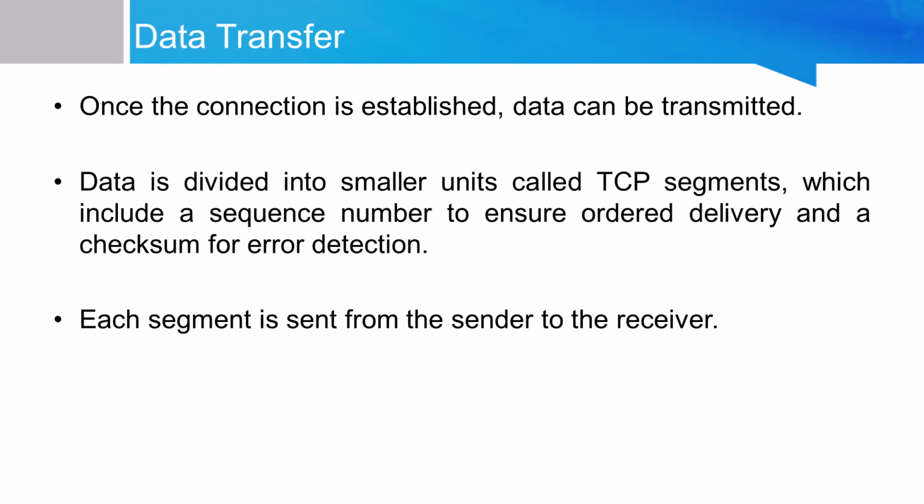The second step, data transfer. Once the connection is established, data can be transmitted. Data is divided into smaller units called TCP segments, which include a sequence number to ensure ordered delivery and a checksum for error detection. Each segment is sent from the sender to the receiver.